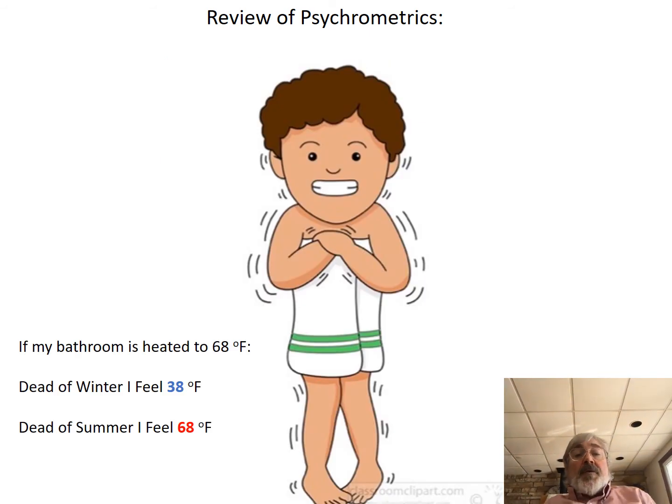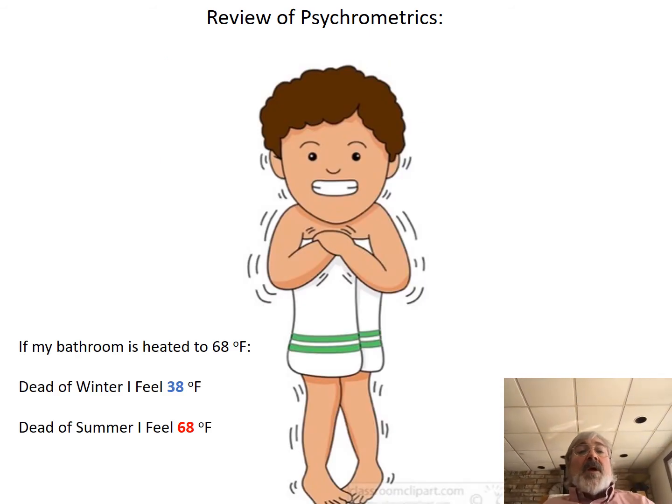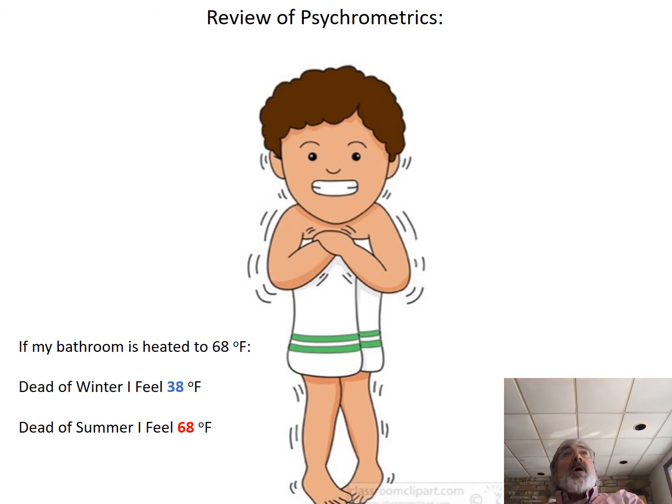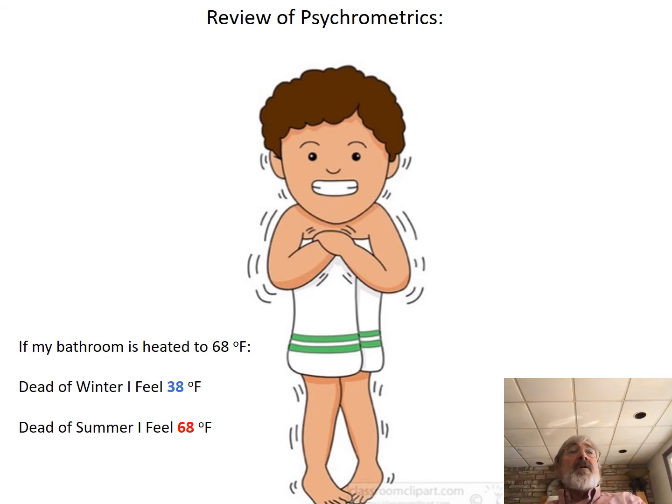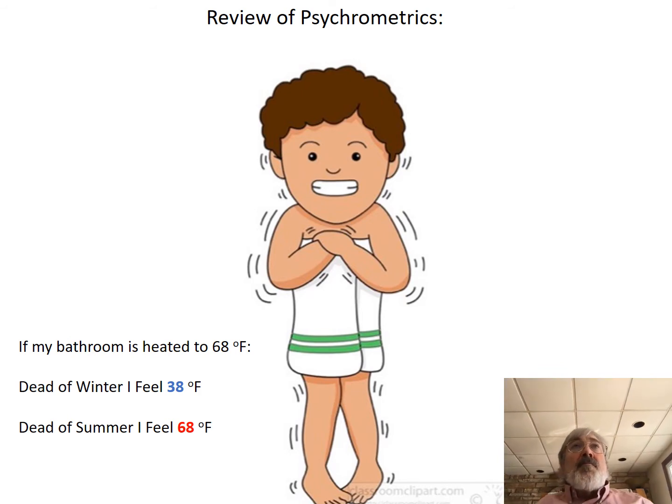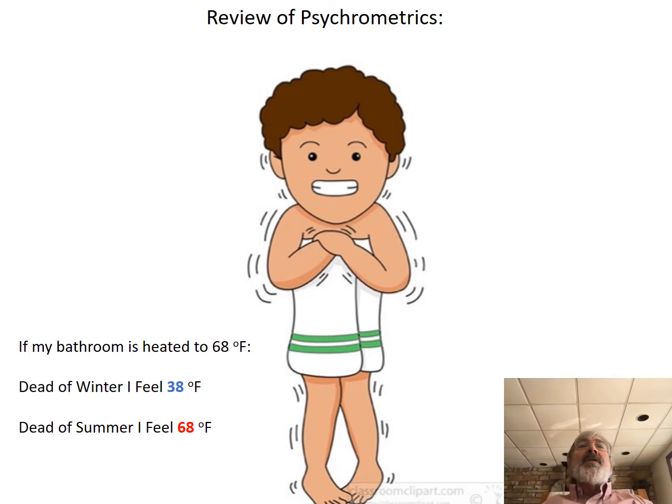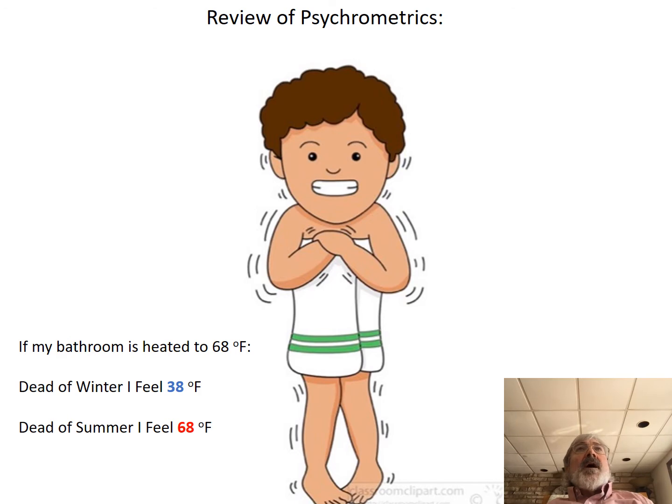So let's start out with a review of psychrometrics, okay? Now, for me, the easiest thing to visualize, because this happens to everybody, is bathing. I'm taking a shower in the morning. Okay, I'm in my bathroom. I have the door closed and I have the fan on and I'm taking a shower. So the shower is finished, and then I rip open the curtain, and all of a sudden I get cold, just like this guy is doing. He's shaking, he's freezing, he's cold.